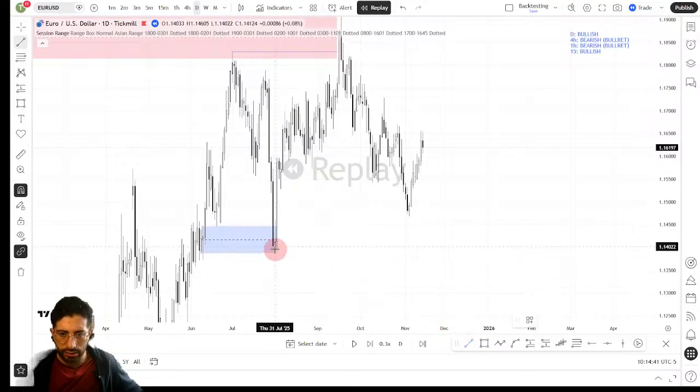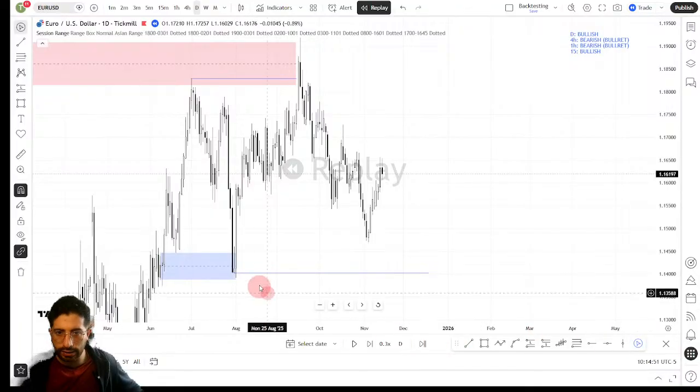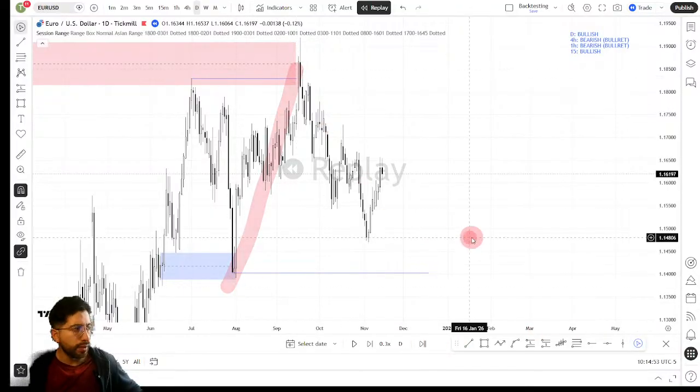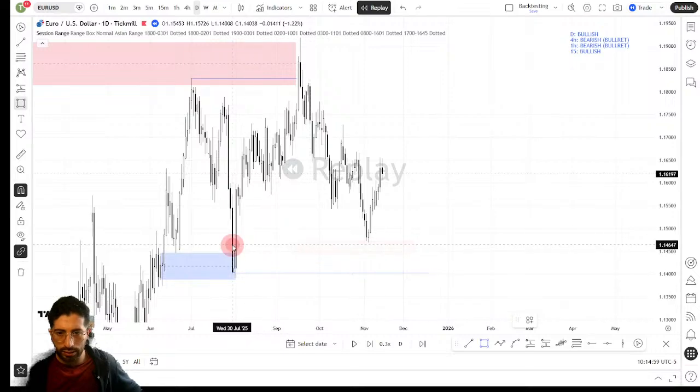Here it is. We got the liquidity sweep and then a break of structure with the body of the candle, and then it determines that this is the full impulse, right? Now, this is the order block we're going to bear in mind. This one right here.